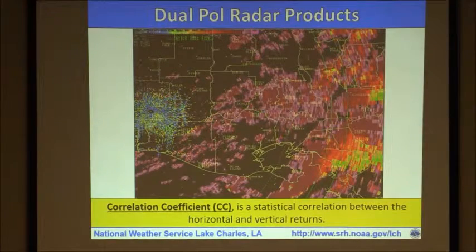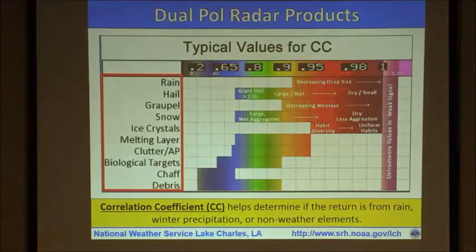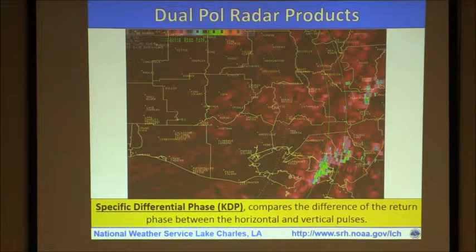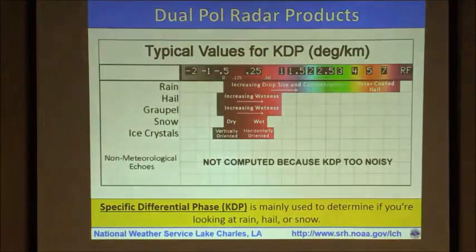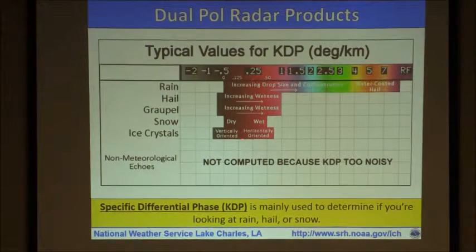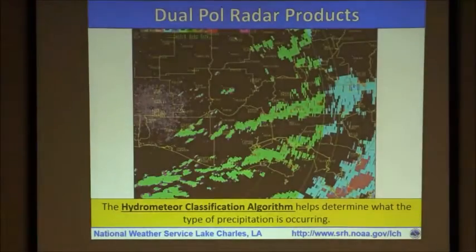Another feature is correlation coefficient. It's a statistical correlation between the horizontal and vertical returns. And so same situation, it's a combination that we look at these values. How far they are away from one would indicate different size hail, different types of whether it's snow or not, and the size of the drop size. And the third one, specific differential phase, like I said, all sorts of technical mumbo jumbo here that odds are you're probably not going to be using it yourself, but hey, they're all available out there. Once again, these variations give you an idea of what you're looking at on the radar.